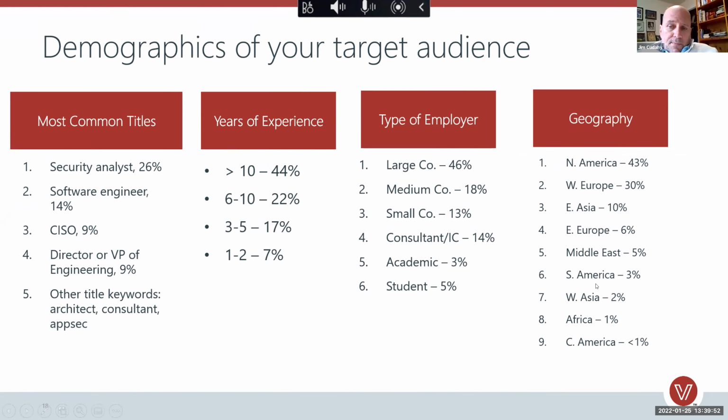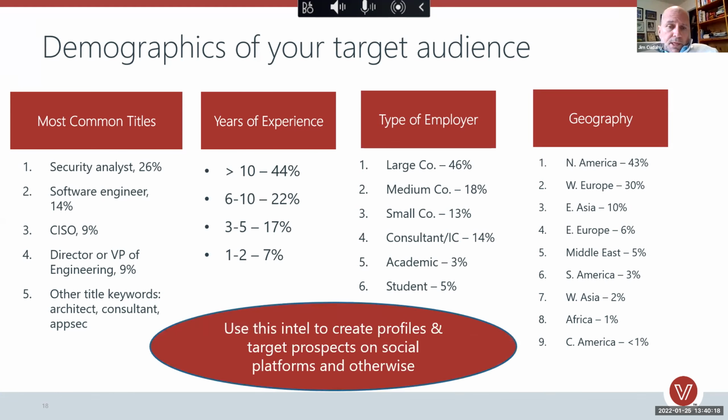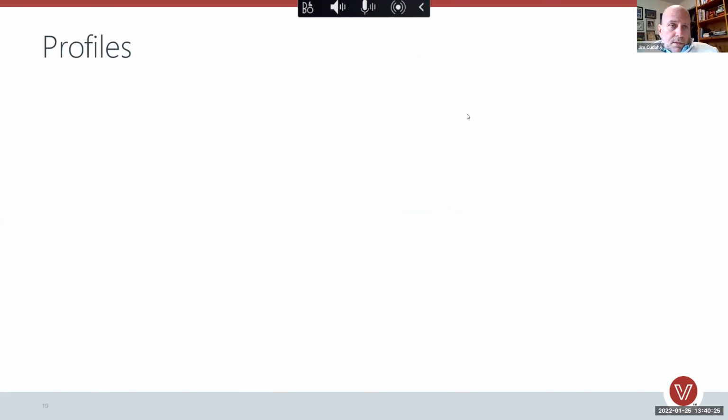Now, you may decide, yeah, we have a heavy concentration in North America. We really want to build up our bona fides in the Middle East, South America, West Asia, and that could be a strategic priority that's pursued. But nonetheless, if you're using the prospects in your database as a guide point, you already know whom you should go after in order to build your membership. Again, this is intel that we'll use to create profiles and target prospects on social platforms and elsewhere.